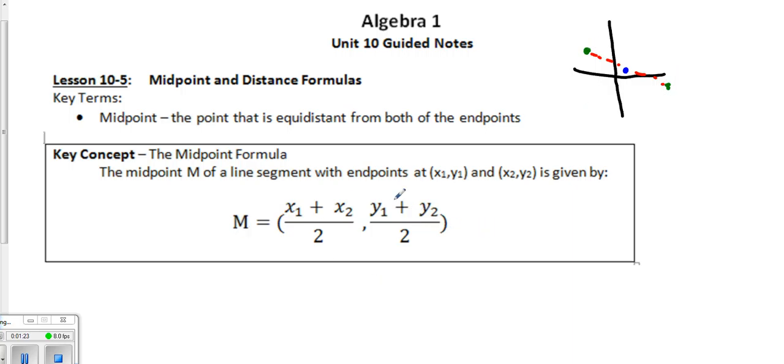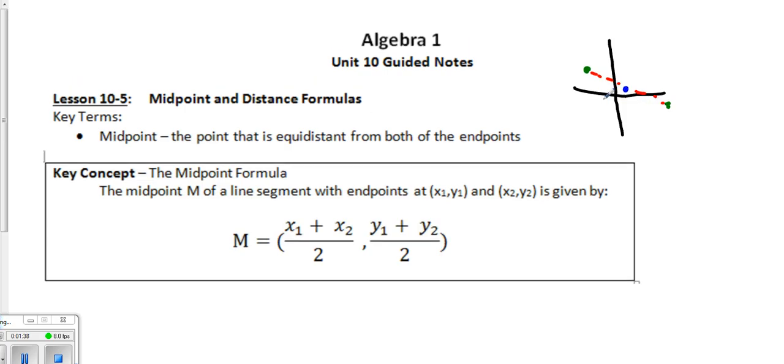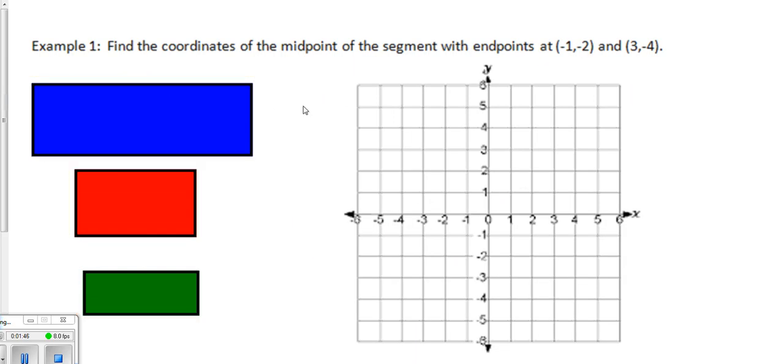What this is saying is basically it's the average of the x values, take x1 plus x2 and divide it by 2, and the average of the y values, y1 plus y2, and then divide it by 2. You're basically just finding the average x value and the average y value, and that would be how you find your midpoint. So let's see how this works in a couple of examples.